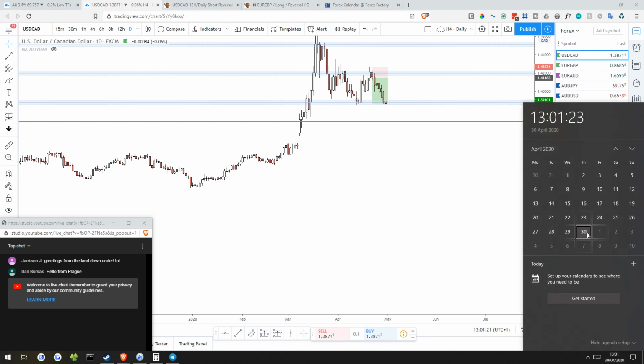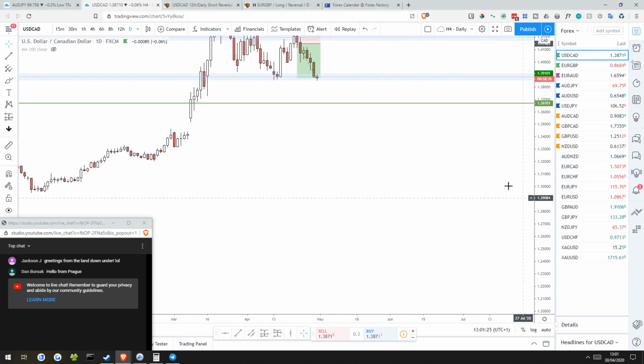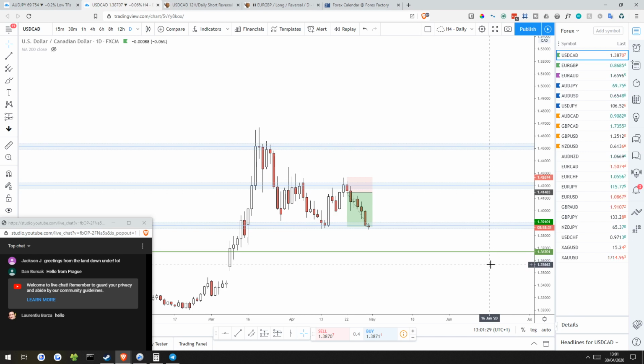Today is Thursday, the 30th of April, 2020, and the time is 1 p.m. here in the UK. You're looking at a USDCAD daily chart. In today's analysis, we're going to be looking for price action setups across all of these pairs.